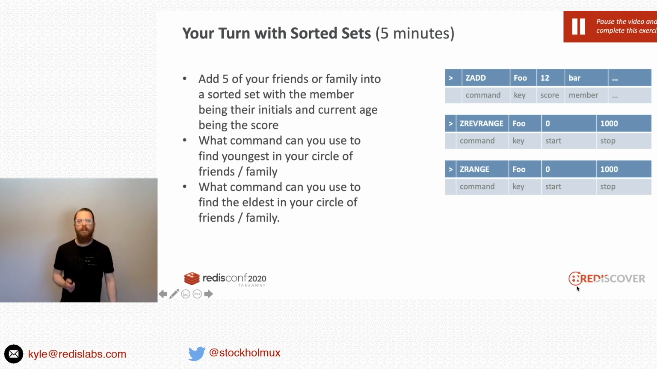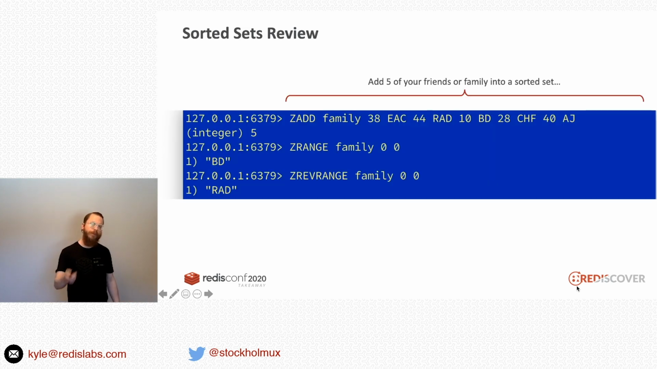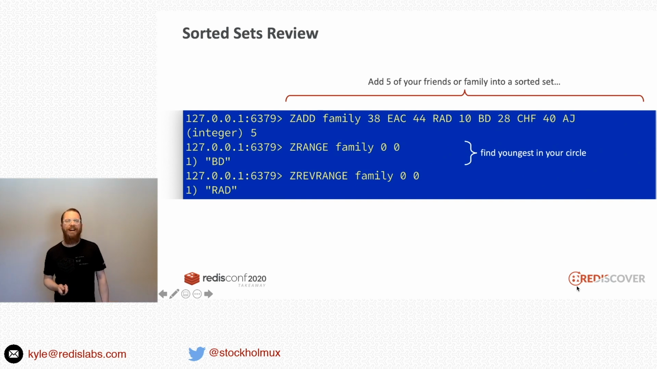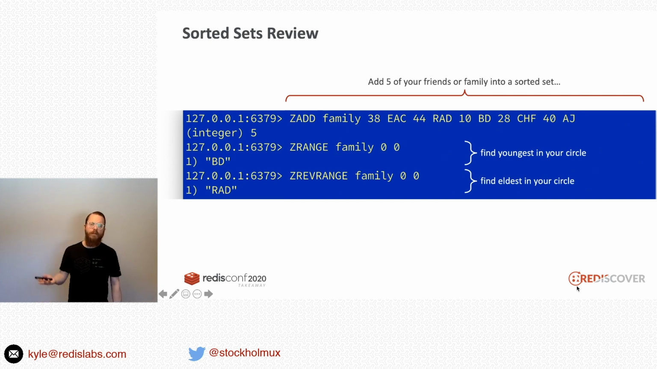Okay, hope it was good. Let's take a review here. We'll use ZADD. We're adding in those. So we have, again, that score member arrangement, and it's returning back 5 because that's the number we've added in here. And then we'll use ZRANGE family 0 0. So we're getting the youngest member in the family, BD. This happens to be my dog, who's 10 years old. And then ZREVRANGE, we'll get the eldest in the list that I've added here.